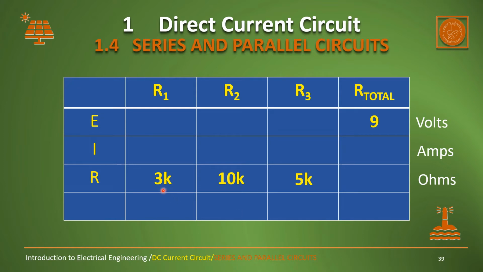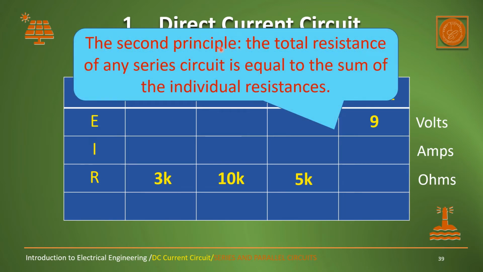Let's take a look at this table. For now, we already know all the individual resistor values: 3K, 10K, 5K. So let's recall the second principle for the series circuit: the total resistance of any series circuit is equal to the sum of the individual resistors. Since we know all the individual resistors, we can get the total resistance. So let's do the calculation.